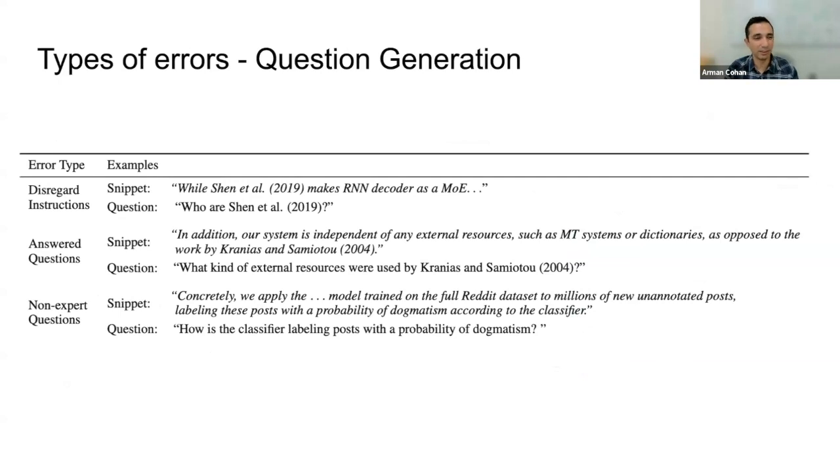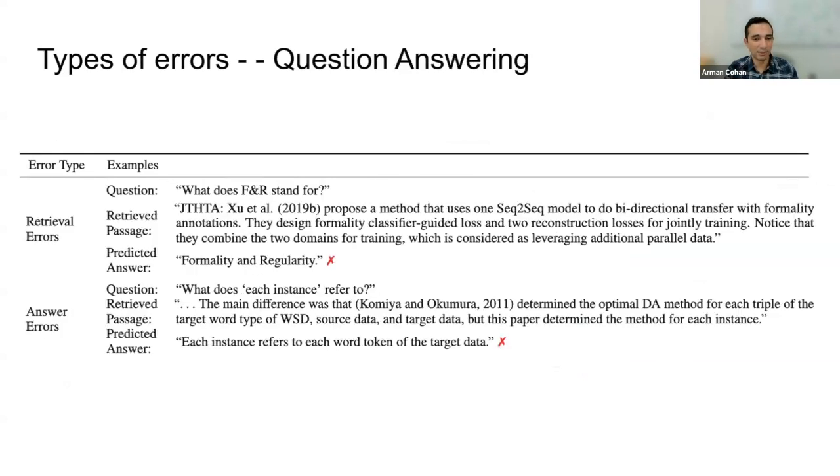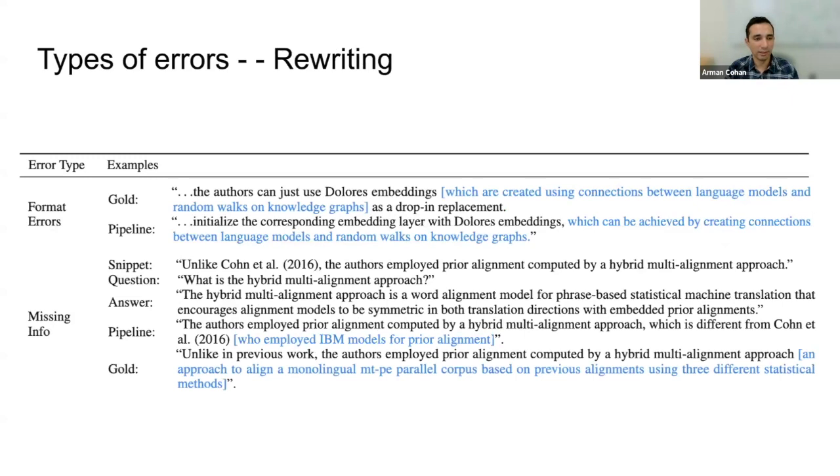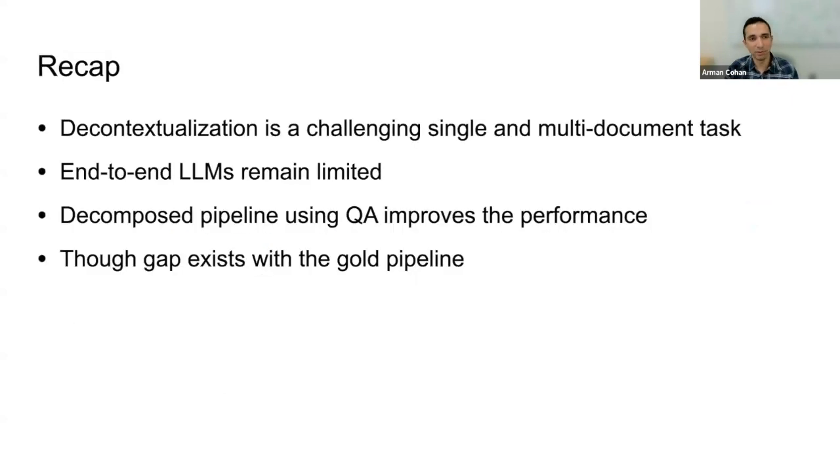Sometimes they disregard the instructions. Sometimes they provide wrong answers. And sometimes you see retrieval errors. They don't know what the exact entity is that you're talking about. And sometimes they just cannot answer the question well. And yeah, these are other types of errors.